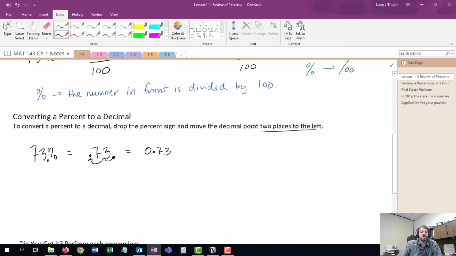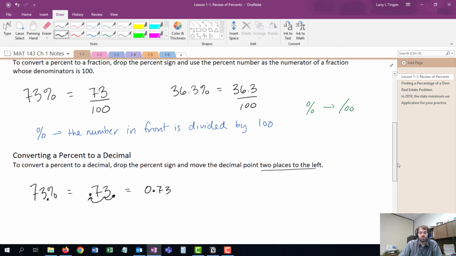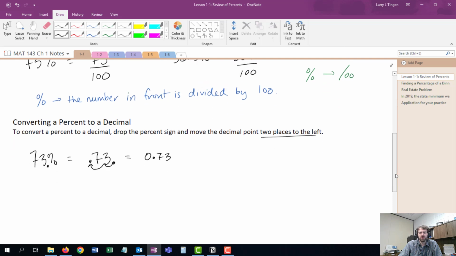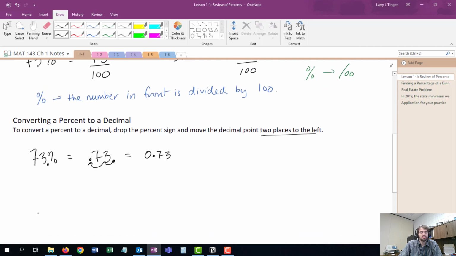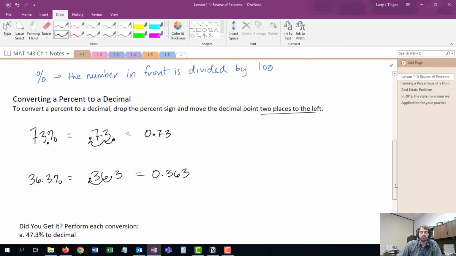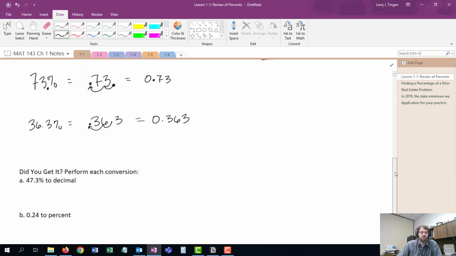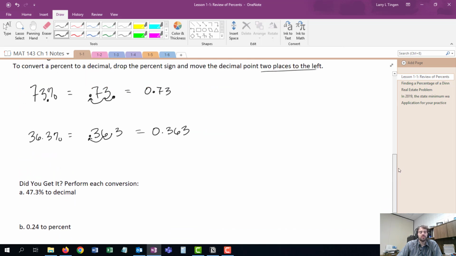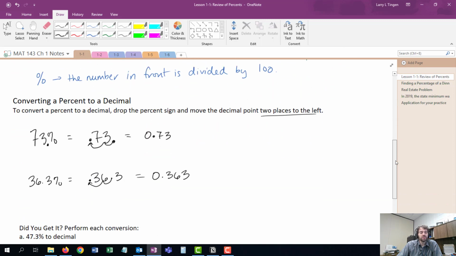73 hundredths. Let's do it with our decimal percent, 36.3%. Same game. Now, they showed me where the decimal is because it's not to the right of the last digit. Same work. The decimal moves 2 places to the left, and I'm looking at 0.363 or 363 thousandths. So I can go from percent to fraction, and I can go from percent to decimal.